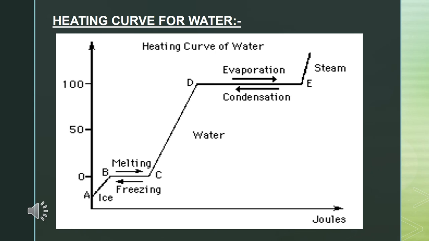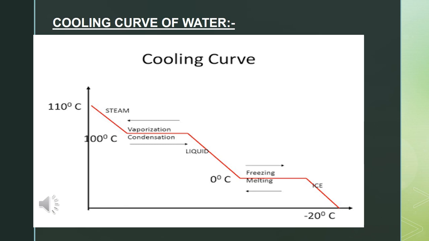Okay students, in the previous slide you watched that we were moving from bottom to top, but in the cooling curve of water which we are going to study, we will move from top to bottom. As you can see in the graph, at 110 degrees Celsius the gas exists as steam, but if the process of condensation takes place at low temperature, the gas will get converted into liquid through condensation.